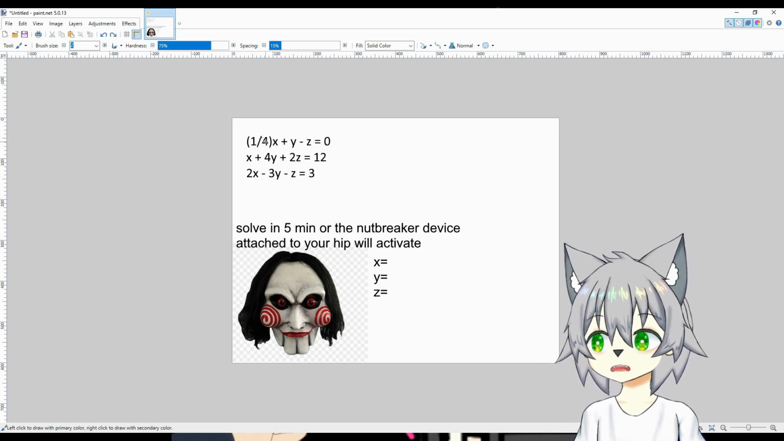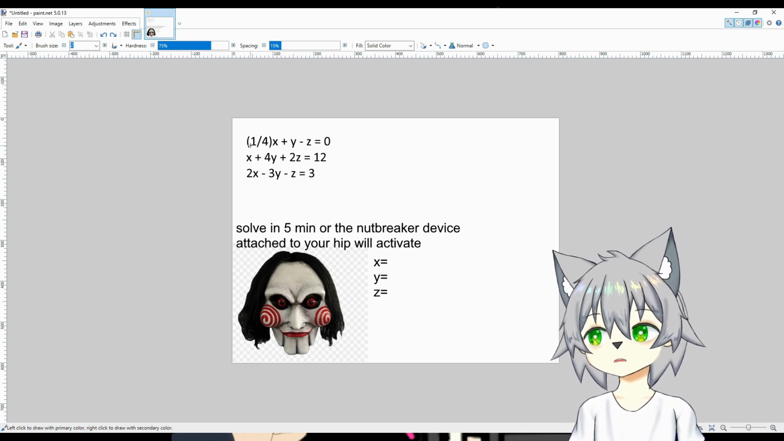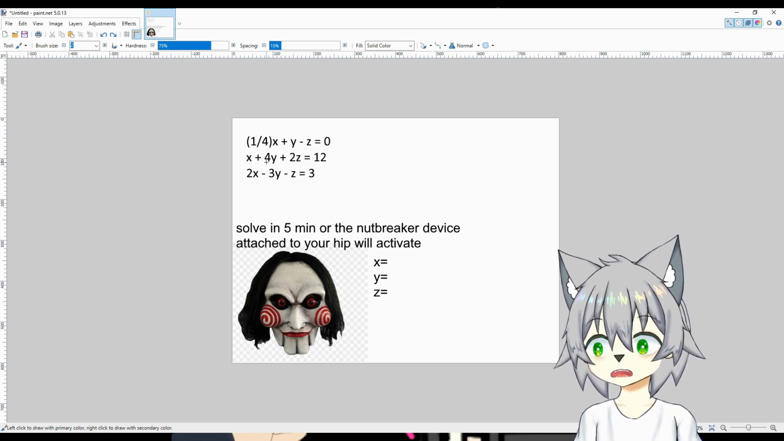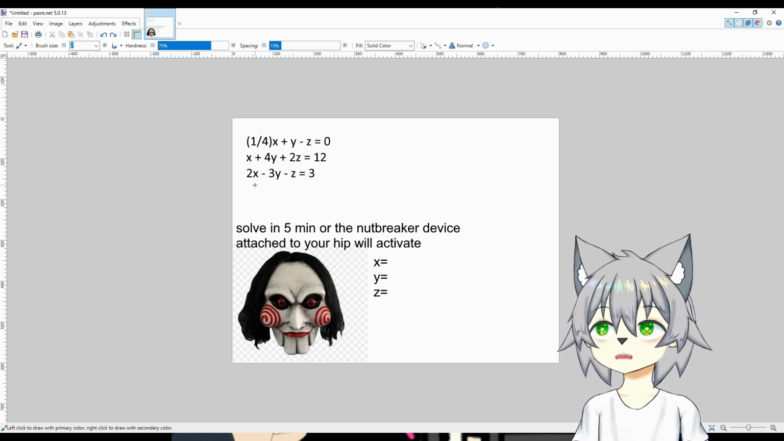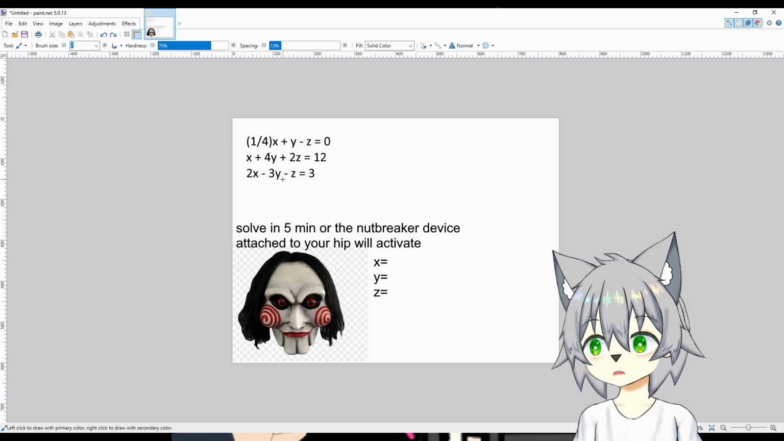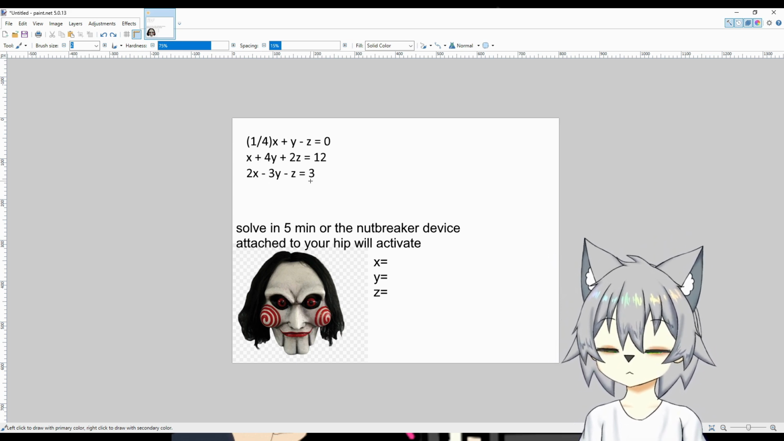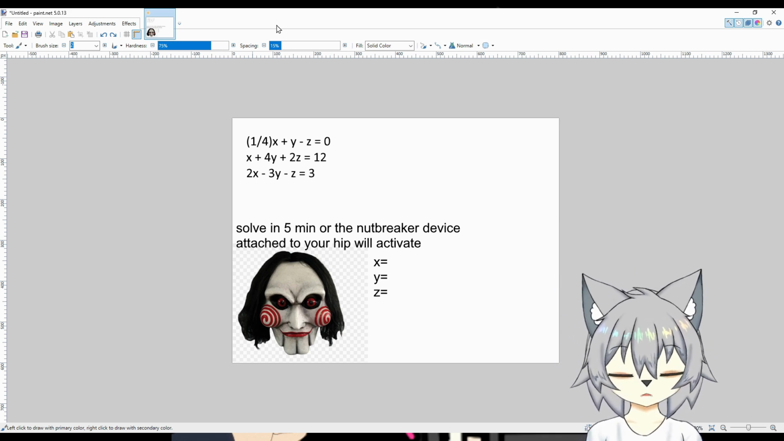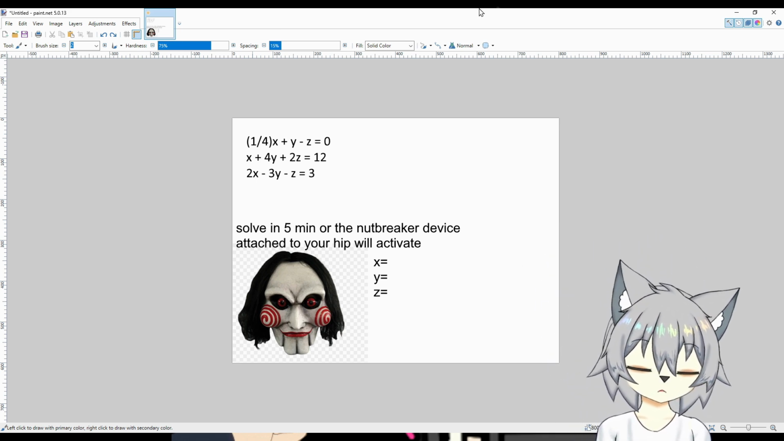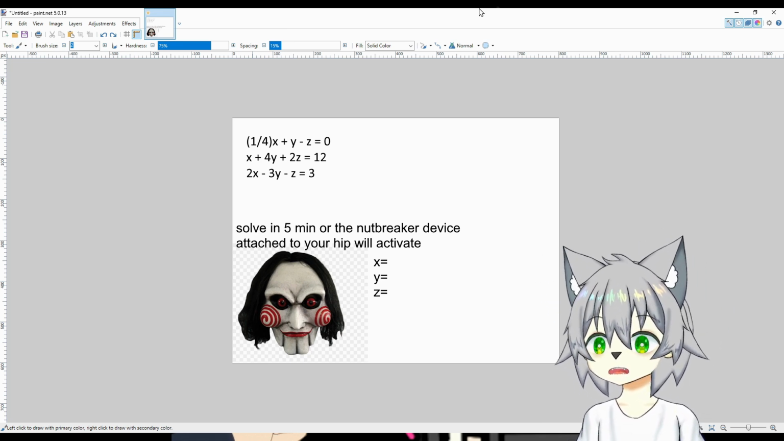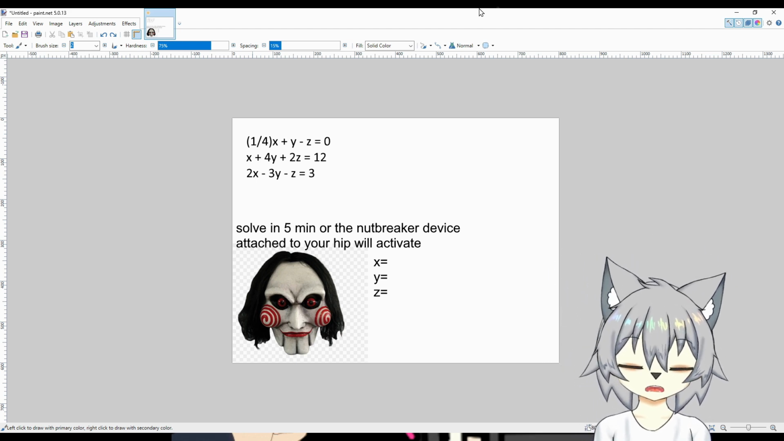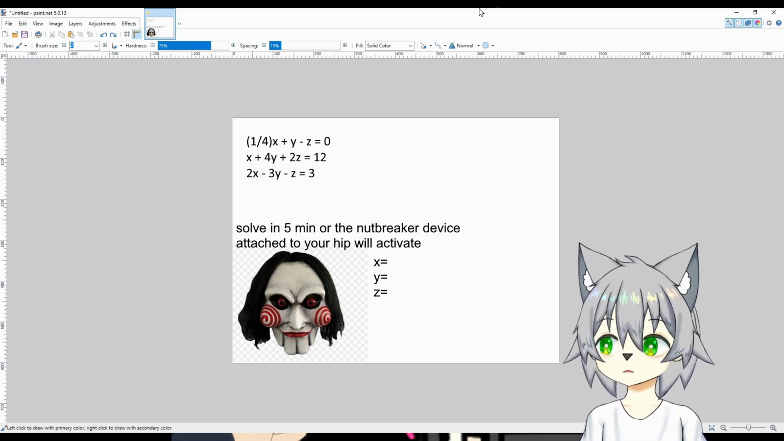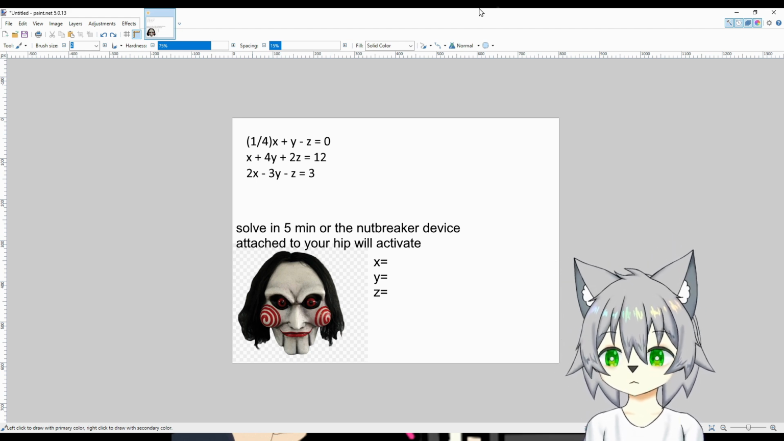Because here's the thing. We know that 0 equals 1/4 x plus y minus z. We know that 12 equals x plus 4y plus 2z. And we know that 2x minus 3y minus z equals 3. What do you think that might lead to? How do you think you might go about it now? Now that you do have the luxury of pausing the video and solving it in 5 minutes, I'm pretty sure that the hints I've given you should be enough to help you deactivate the nutbreaker device attached to your hip.